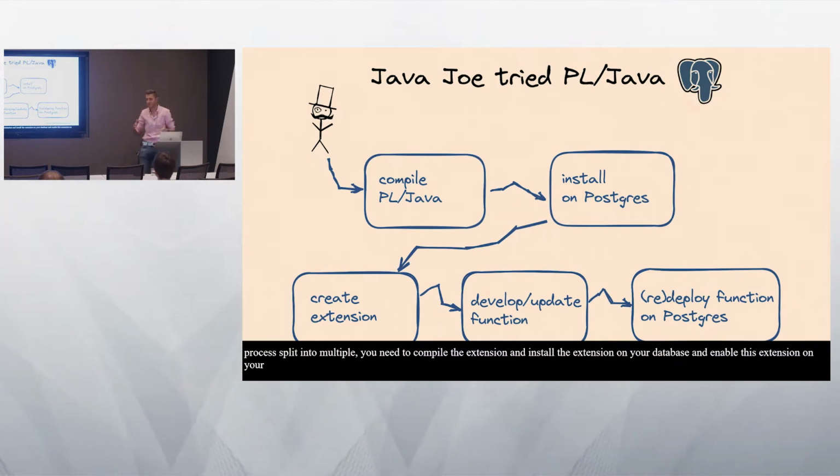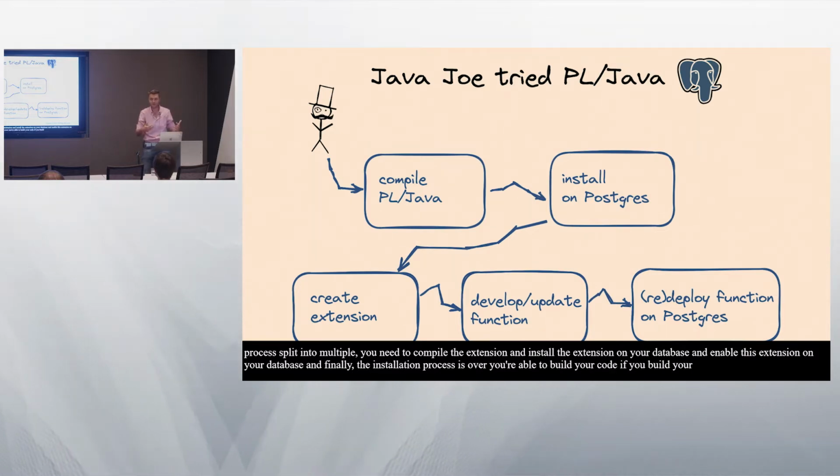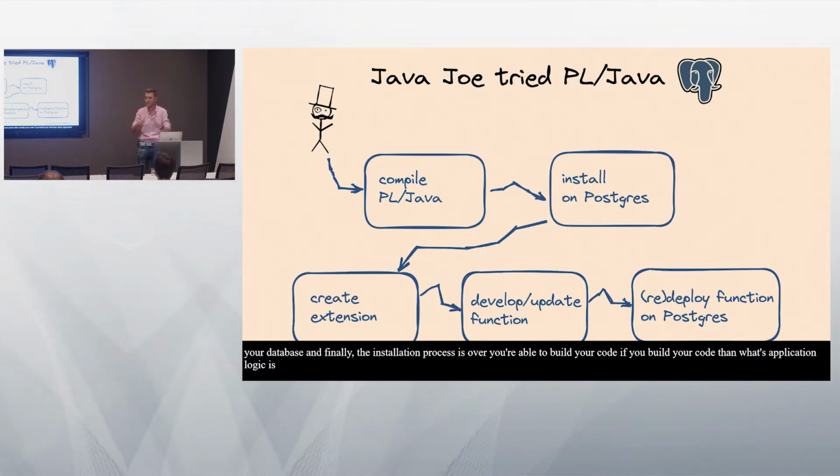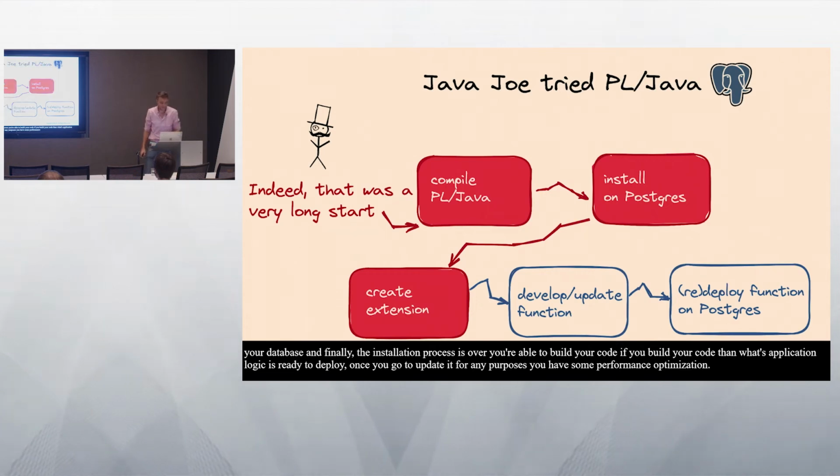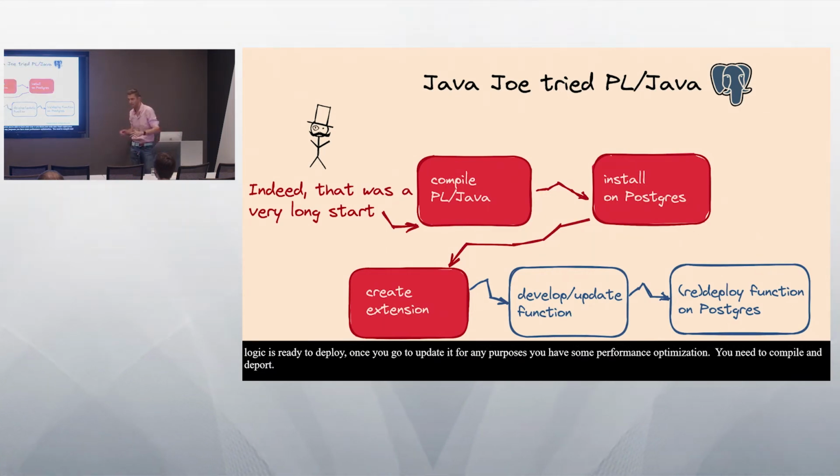Then once your application logic is ready, you need to deploy it. Once you want to update it for any purposes, you got a bug, you have some performance optimization, or you're just in early development, you need to recompile, you need to redeploy. So the first process, let's look at the feedback of Java Joe.